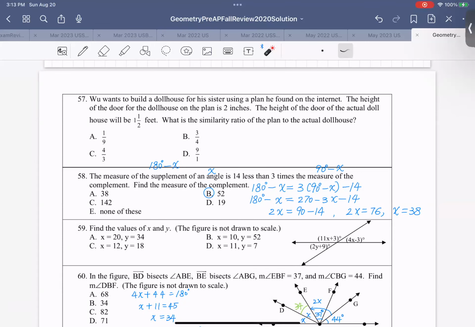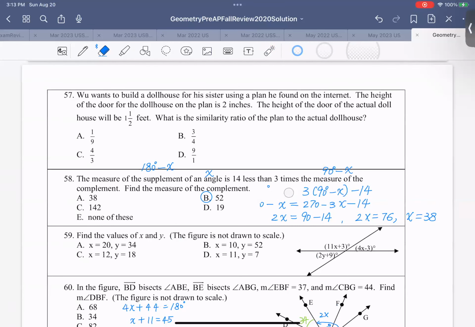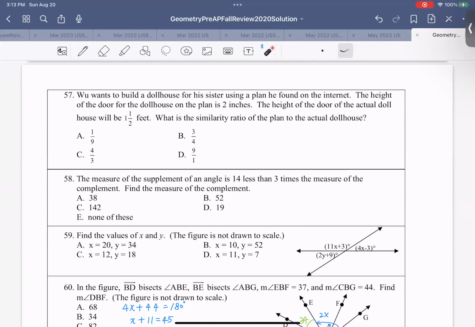Number 58. This is also an angle problem. Let me see. I want you to translate this. You can do it. This one sounds very confusing. Read here: the supplement of an angle is 14 less than 3 times the measure of the complement. Find the measure of the complement. Do you know the angle? You don't know? No. You call it x.